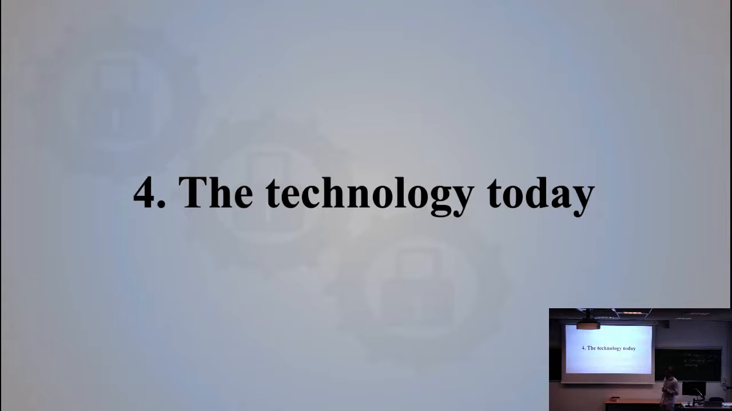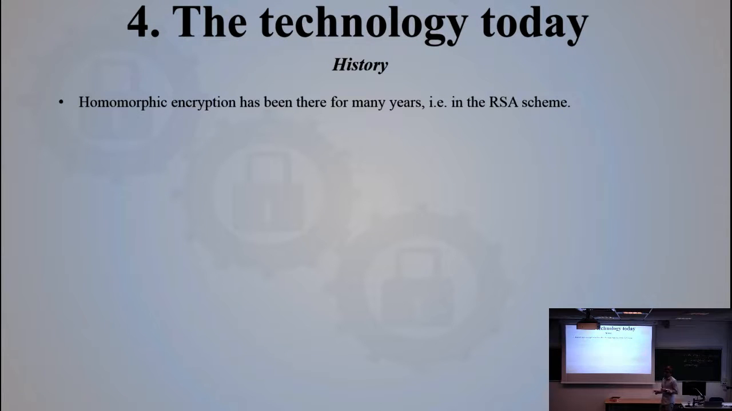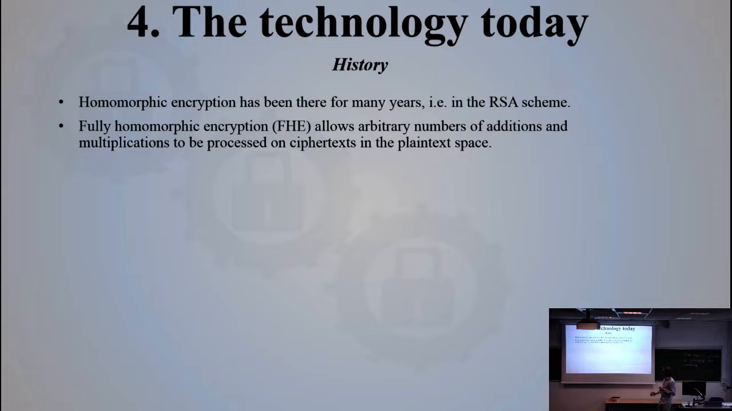Now I'm going to talk about the technology today. I will start with a bit of history. So homomorphic encryption has actually been around for many years. For example, in the RSA scheme, you can do multiplications between ciphertext, but before 2009, it was impossible to do both addition and multiplications, and this means you're quite limited. So you can only multiply two ciphertext, which is kind of useless. But since 2009, fully homomorphic encryption, also called FHE, allows to do addition and multiplications on the ciphertext.